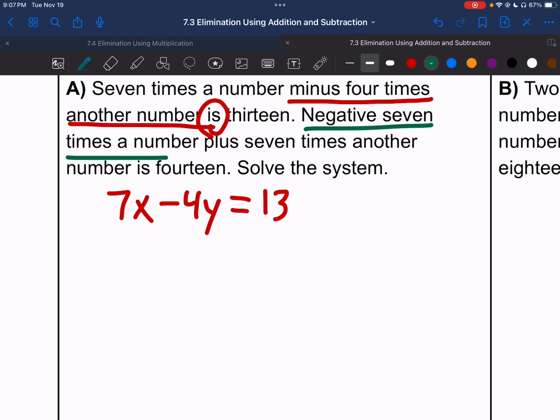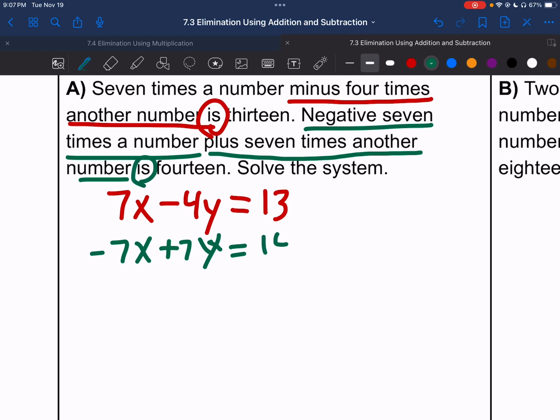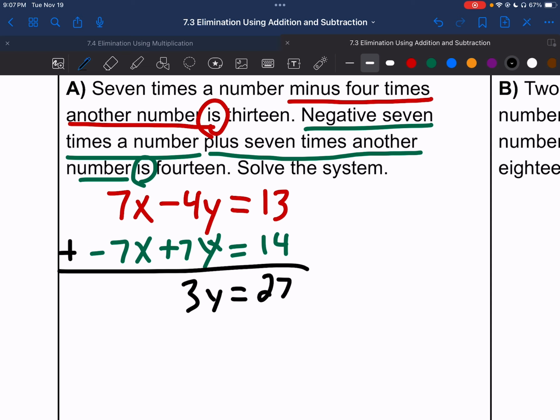Negative 7 times a number, negative 7x, plus 7 times another number, plus 7y, is 14. So we're going to go ahead and combine these two equations because our x terms are opposites. So negative 4 plus 7 is 3y, and 14 plus 13 is 27. And then we're going to go ahead and divide by 3. Y is going to be equal to 9.